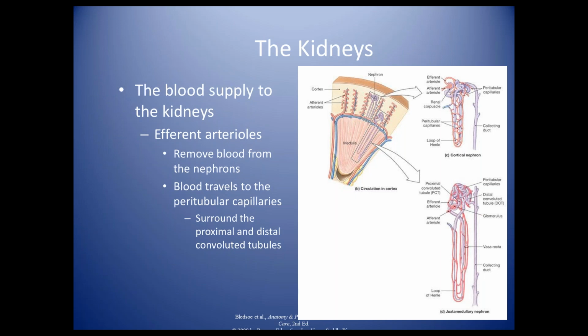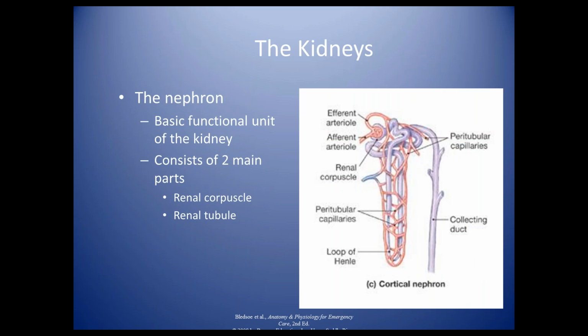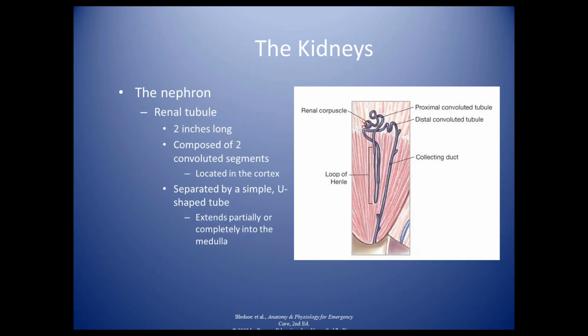So our efferent arterioles, these are going to remove blood from the nephrons, and it's going to take it away. Again, efferent is away from, afferent is towards. Big things to know here. Our main areas coming in here, I'm not too worried about this. Like I said, the big aspects I want you to know are the loop of Henle, the collecting duct, and then our glomerulus. We'll get more into this.